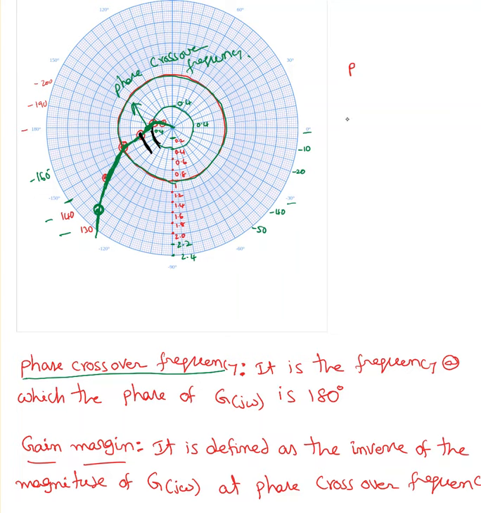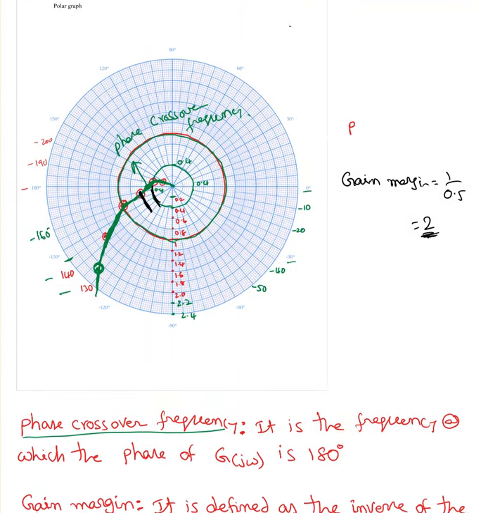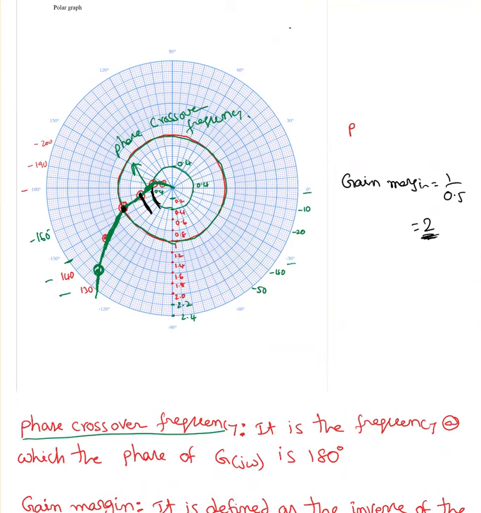So the gain margin equals 1 over 0.5. That's 2. There are no units for this magnitude, so it's just 2. That is about the gain margin. Now the phase margin. For the phase margin, find out the gain crossover frequency. It is the frequency at which the magnitude of G(jω) is unity. So where do we have the unity? Right there. So the magnitude of this graph is unity at this point.